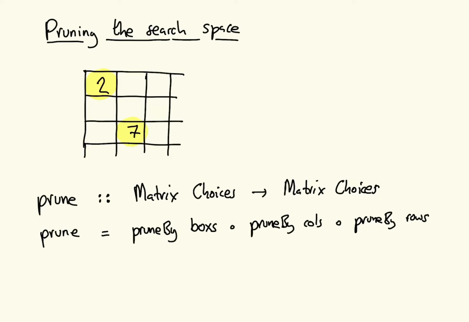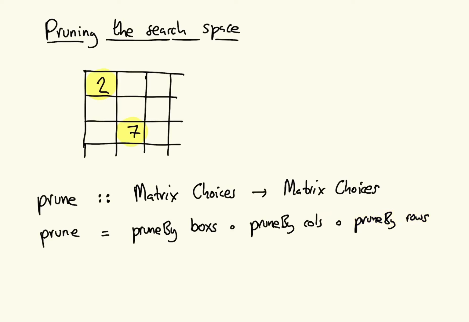If we consider this part, for example, this is going to prune out any value which occurs as a single entry in the corresponding row. Then we'll prune out any value which occurs as a single entry in the corresponding column, and then we'll prune out any value that occurs as a single entry in the corresponding box. So we're going to prune the rows, columns, and the boxes.